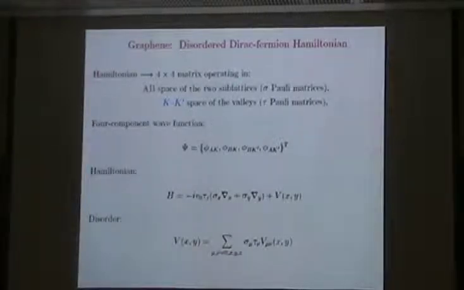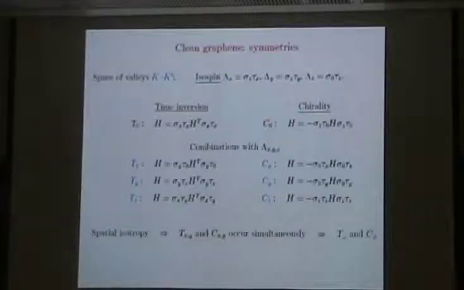So you can introduce 2 sets of Pauli matrices: sigma corresponds to sublattices, this is the 2 by 2 Dirac Hamiltonian, and tau corresponds to the 2 valleys, so that the whole Hamiltonian can be written like this. V is some randomness, and in general, I can write a randomness which has any structure in sublattice and in valley space, and of course, to analyze what we will get, we need to analyze symmetries.